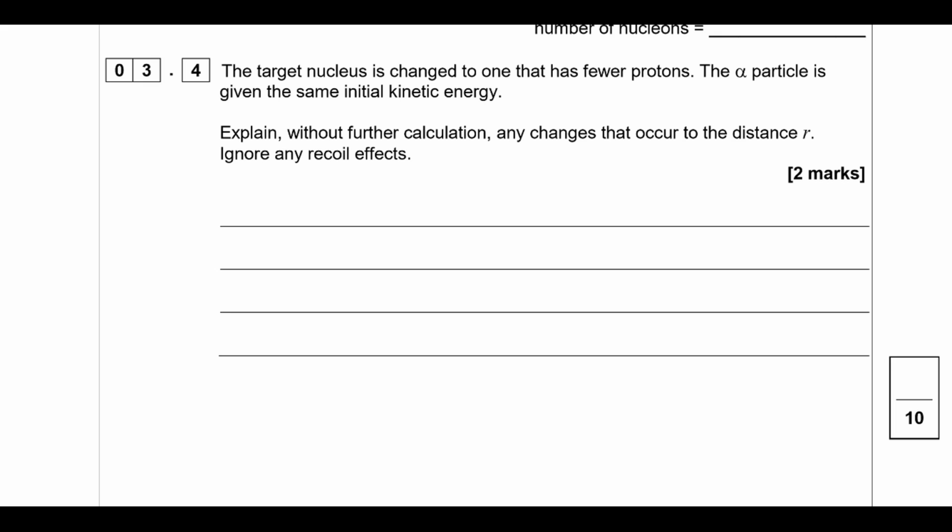The target nucleus is changed to one that has fewer protons, and the alpha particle is given the same initial kinetic energy. Explain without further calculation any changes that occur to the distance r. So there's the same kinetic energy to start with. It has to reach the same electric potential energy. Now, if you decrease the charge, you're going to have to get closer to reach the same electric potential energy. So that means the closest distance of approach is going to get smaller. Okay, all right, and that finishes question 3.